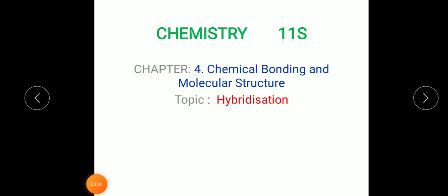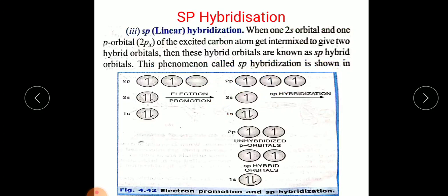To class 11 science. In our previous class, we were studying hybridization involving s and p orbitals, and we discussed two types of hybridization, sp3 and sp2 hybridization. Now today we are going to discuss the third type of hybridization involving s and p, that is sp hybridization.